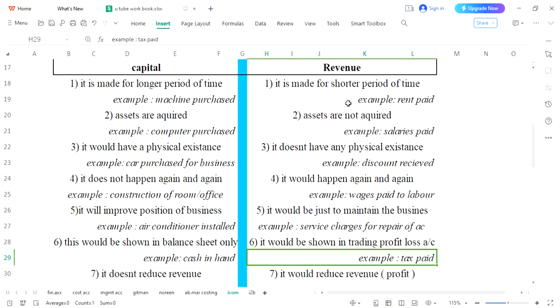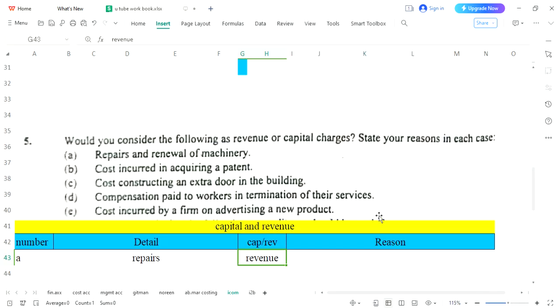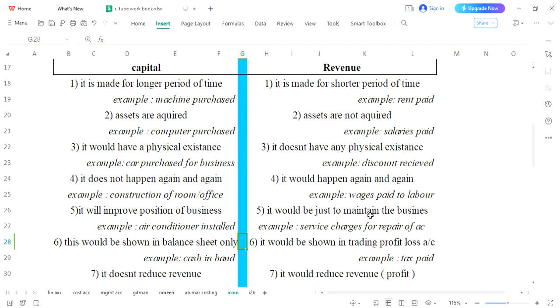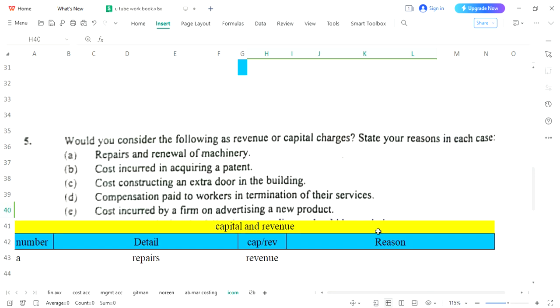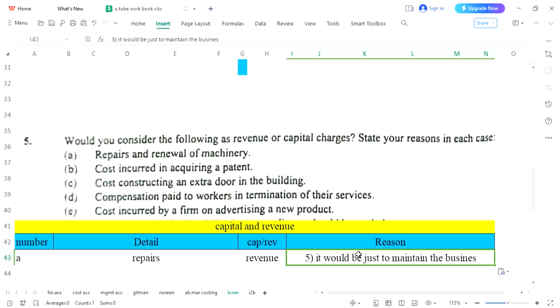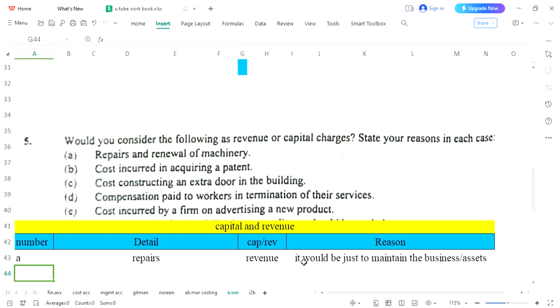There are several reasons matched: short period, yes; asset not acquired, yes; it has no physical existence, yes; it would happen again and again, yes; it would be just to maintain the business. So this is rather close. Wherever I have said yes, you can use any of the reasons as you wish, but better is to use this: it would just maintain the business, or you can say asset is not acquired. This is normal usual maintenance procedure. First entry has been completed.